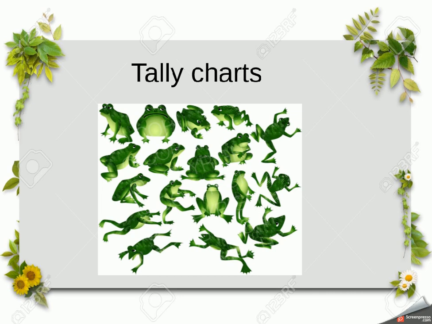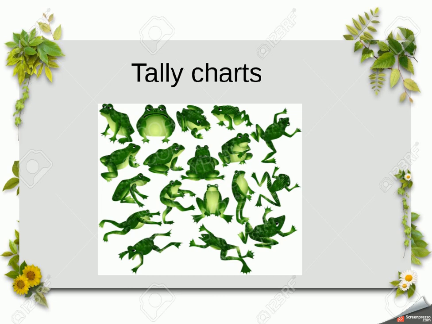One of the simplest ones we start off with is something called a tally chart. And what we're going to look at here is this picture of frogs. We've got a load of frogs and we want to know how many are sitting and how many are standing. Now, going through them and just counting them, you can quite easily lose your place. So what we're going to do is use a tally chart.